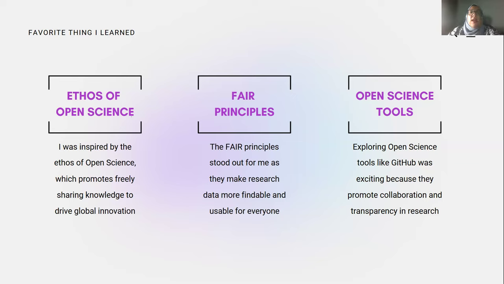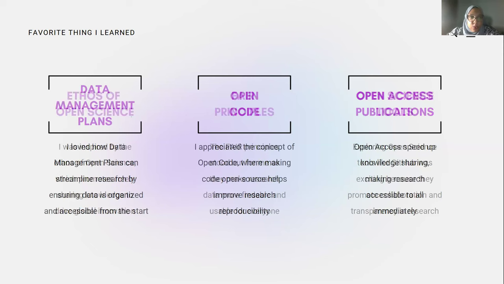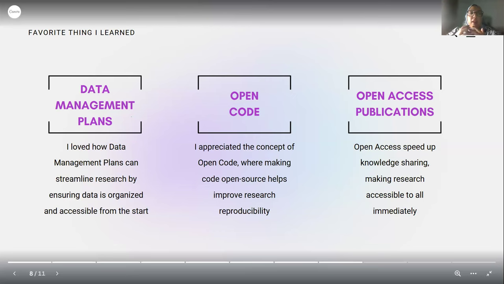Number three, open science tools. Exploring open science tools like GitHub was exciting because they promote collaboration in research. Number four, data management plans. I loved how data management can streamline research by ensuring it is organized and accessible from the start. Number five, open code. I appreciated the concept of open code, where making it open source helps improve your research. Number six, open access publishing. Open access speeds up knowledge sharing, making research accessible to all immediately.